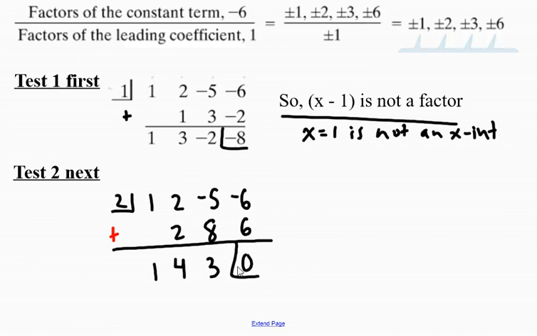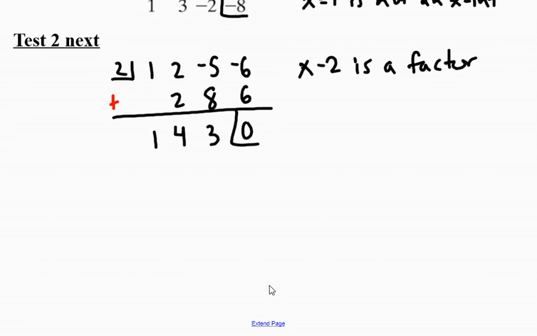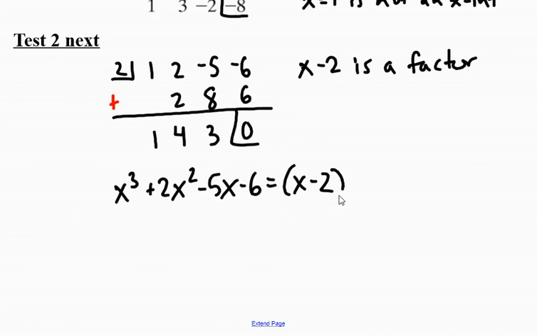And because that's a remainder of 0, I now know that x minus 2 is a factor. And not only is it a factor, I get the result. So that means the original, x cubed plus 2x squared minus 5x minus 6, equals x minus 2 times the result. And now these are the coefficients of the result: a 1x squared, a positive 4x, and a positive 3.